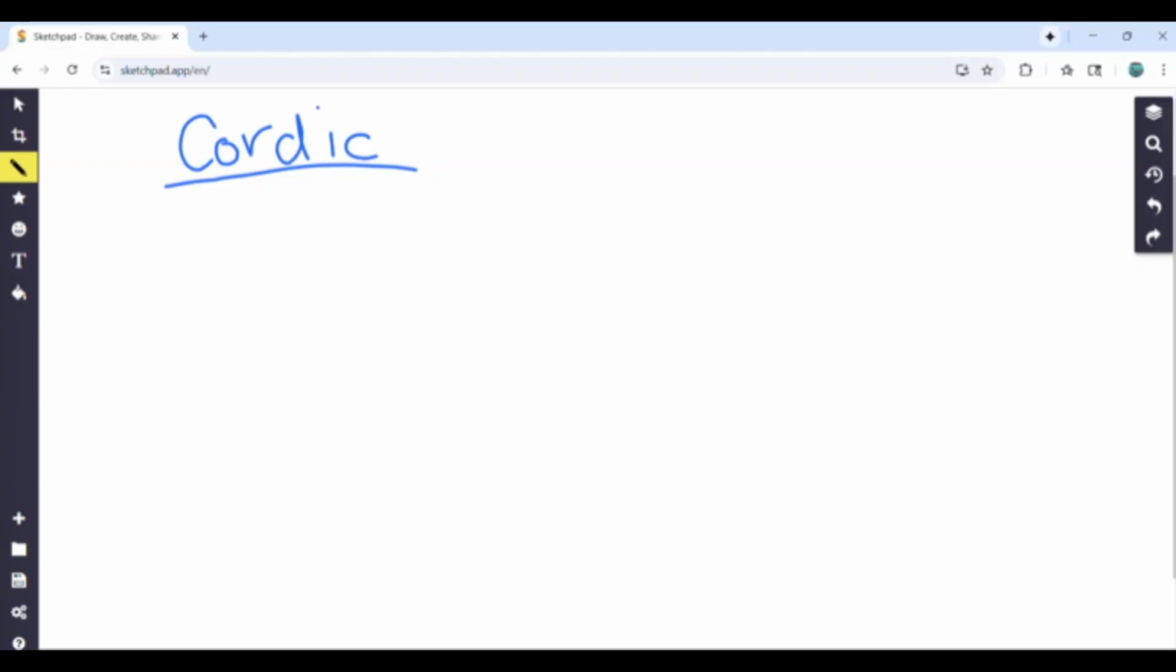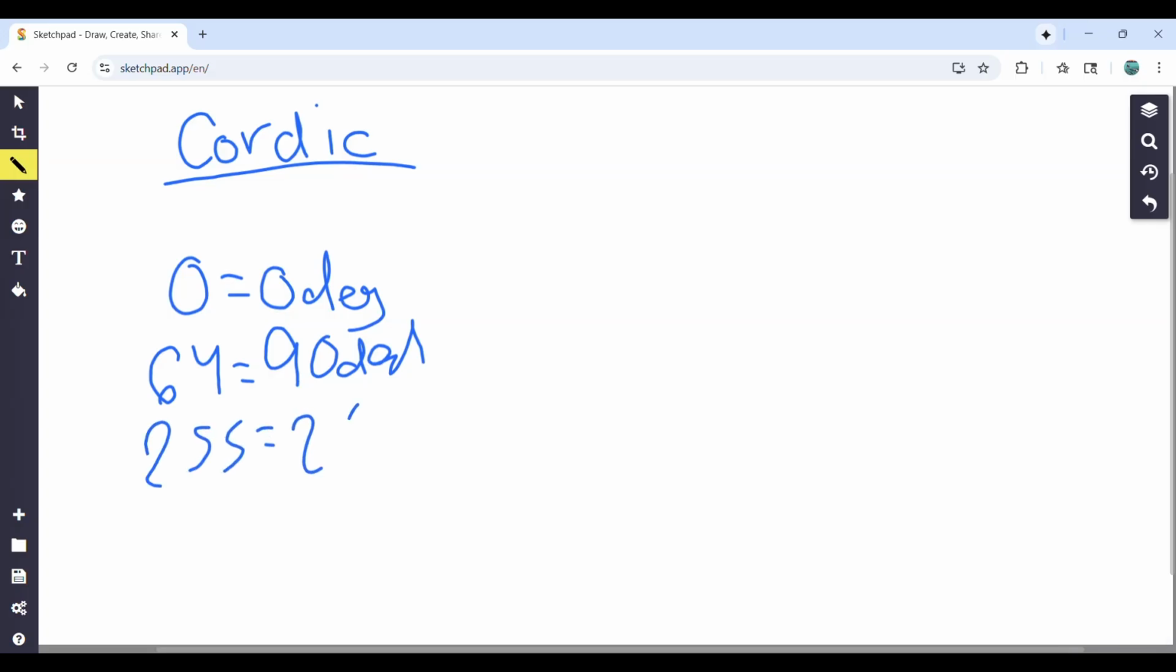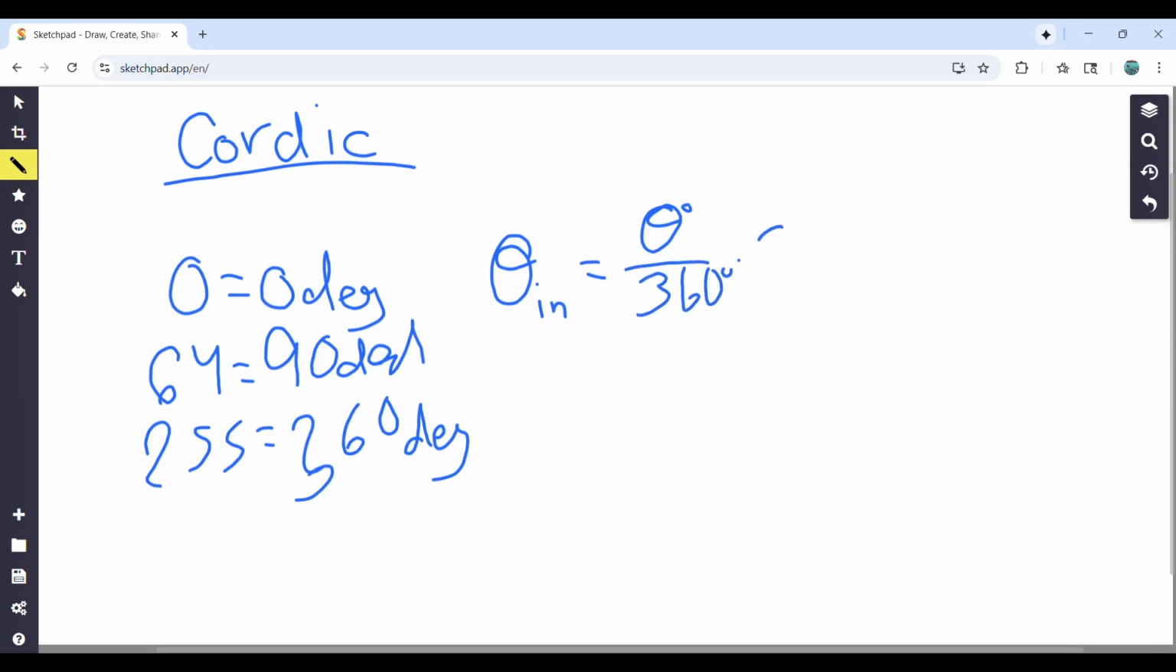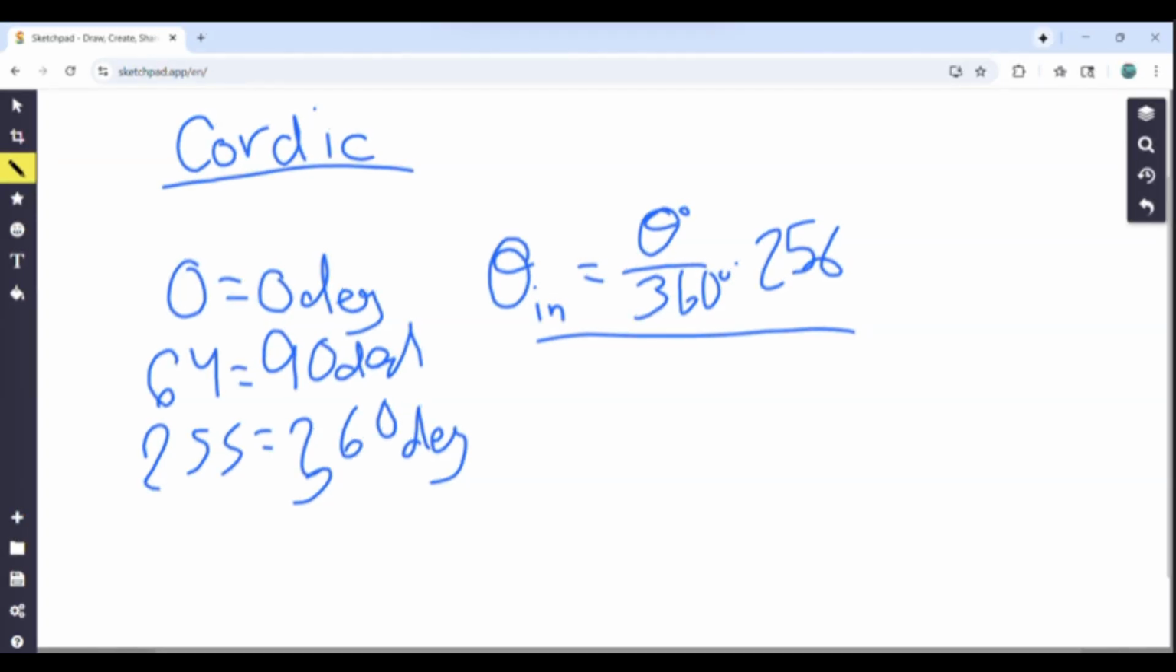But first we have to convert the angle. In CORDIC, we don't work with degrees or radians directly. Instead, we convert the angle into a fixed point representation, usually an 8-bit value. Why? Well, because the algorithm works with discrete steps in binary math. For 8-bit numbers, 0 equals 0 degrees, 64 equals 90 degrees, 128 equals 180 degrees, 192 equals 270 degrees, and 255 is about 360 degrees, which is the point at which we wrap around.